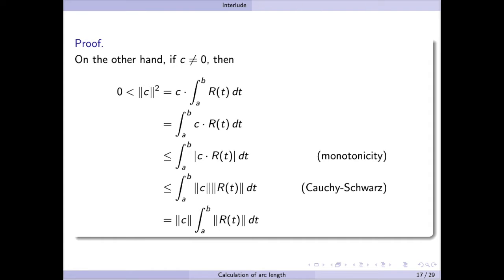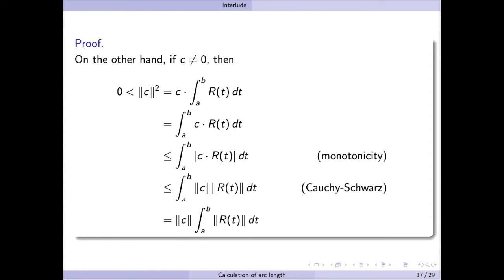Then using the monotonicity property of the integral, we have that this is bounded above by the integral from A to B of the magnitude of C dot R of t, because the magnitude of C dot R of t, or its absolute value, is always greater than or equal to C dot R of t. Then we bring in the Cauchy-Schwarz inequality, which says that this is bounded above by the integral from A to B of the norm of C times the norm of R of t.